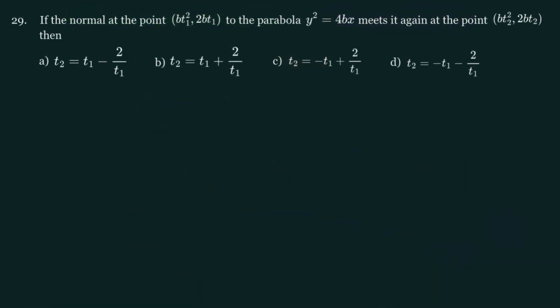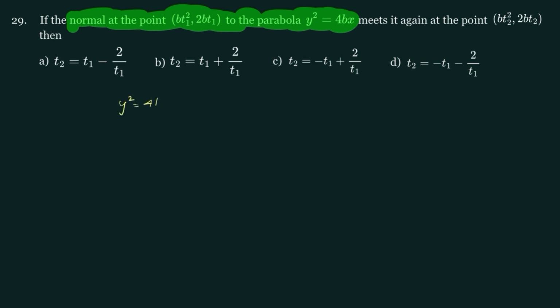Question number 29. If the normal at this point to the parabola meets it again at the point, then, okay. So first let us find the equation of the normal at this point for this parabola. The given function here is a parabola, that is y squared equals 4bx.